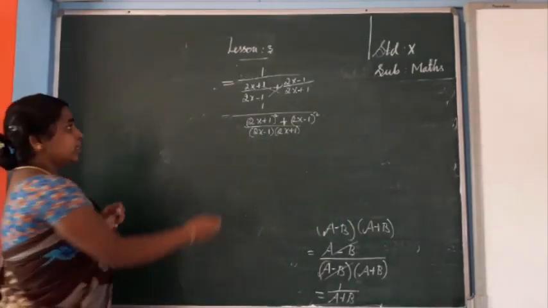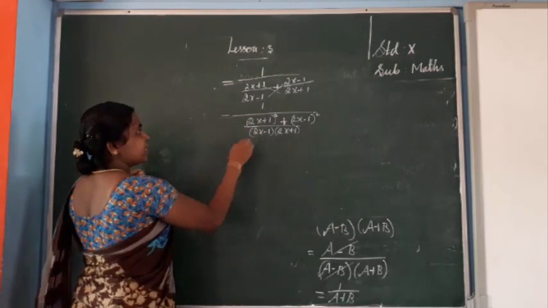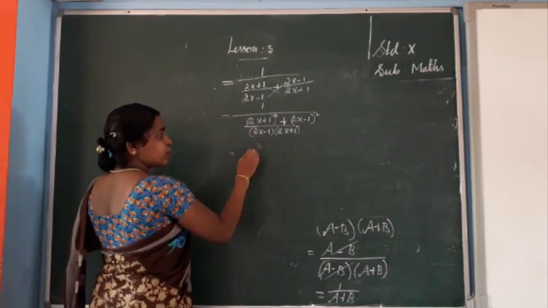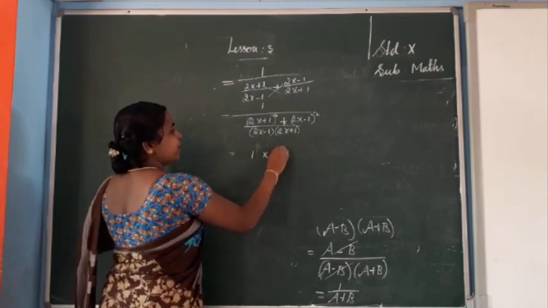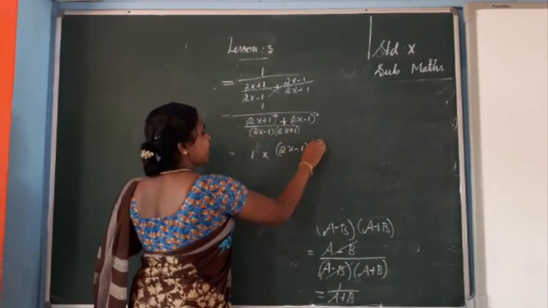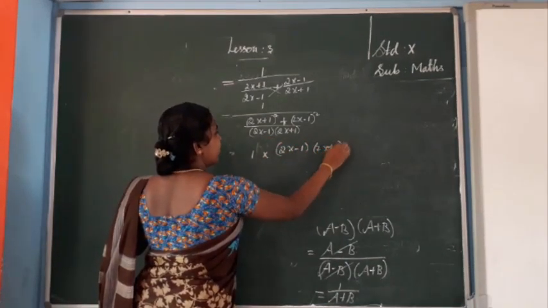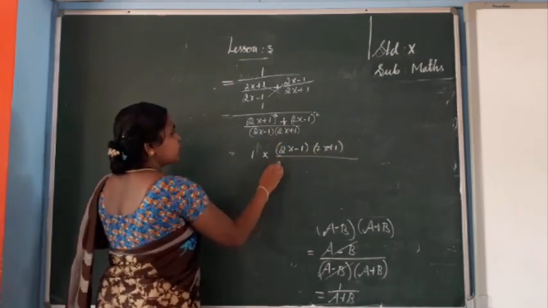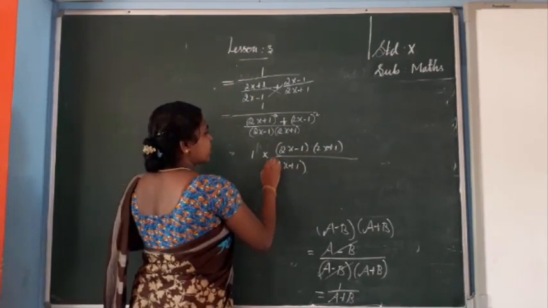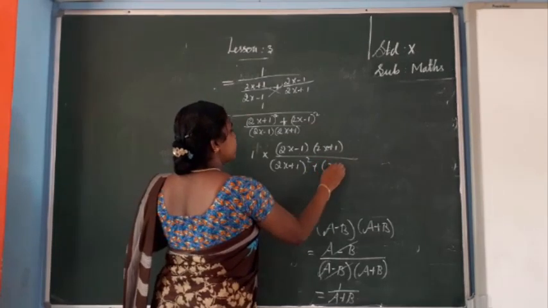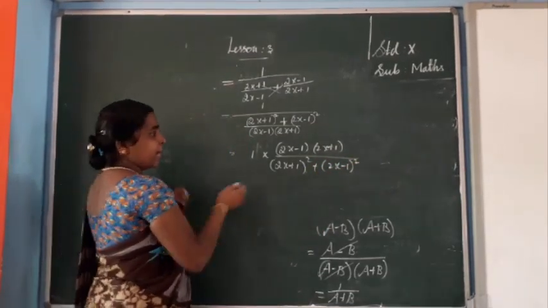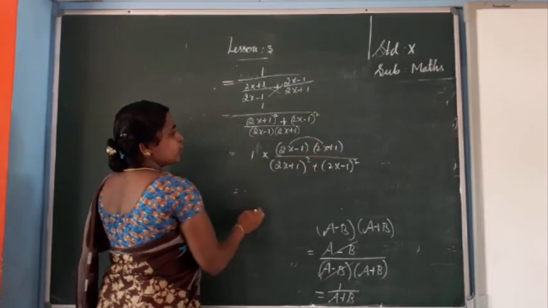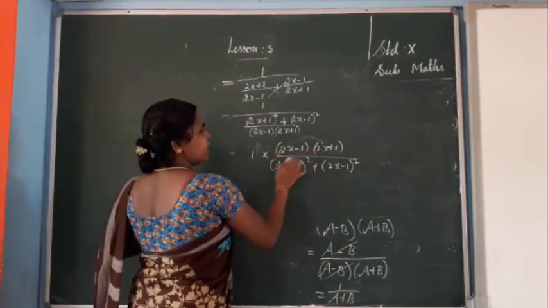Already I told you, it's 1 by, and divide means instead of divide you can write multiplication, isn't it? So 1 into the reciprocal of this part: 2x minus 1 into 2x plus 1 by 2x plus 1 the whole square plus 2x minus 1 the whole square.